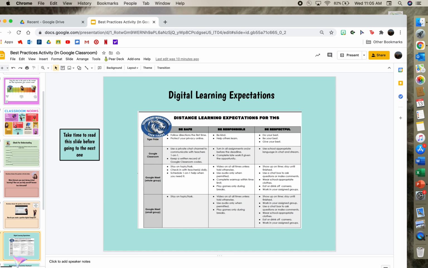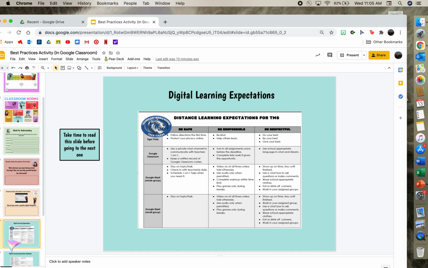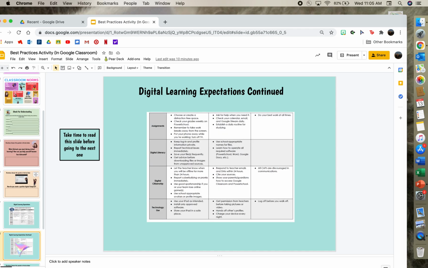All I want you to do is try your best and try to be present in Google Meet. But these are kind of just the TMS rules. Google Meet small group, pretty much the same thing. It's just the same rules, just a smaller group. For the second part of this, it goes over assignments.